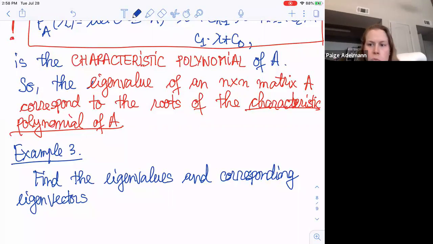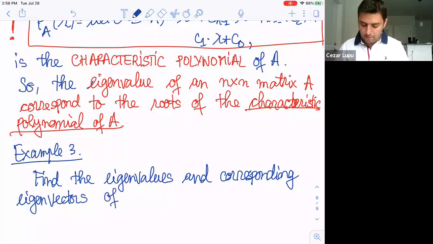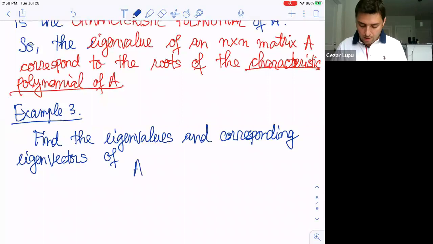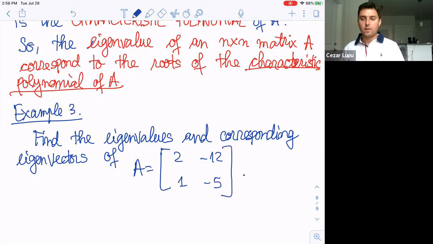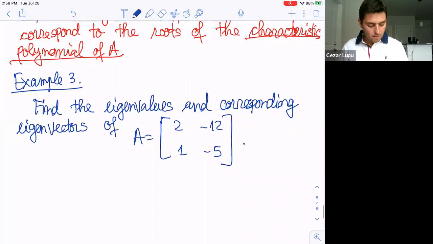And the corresponding eigenvectors of the following matrix. A is 2, -12, 1, -5. Okay. And now let's see the solution for this.